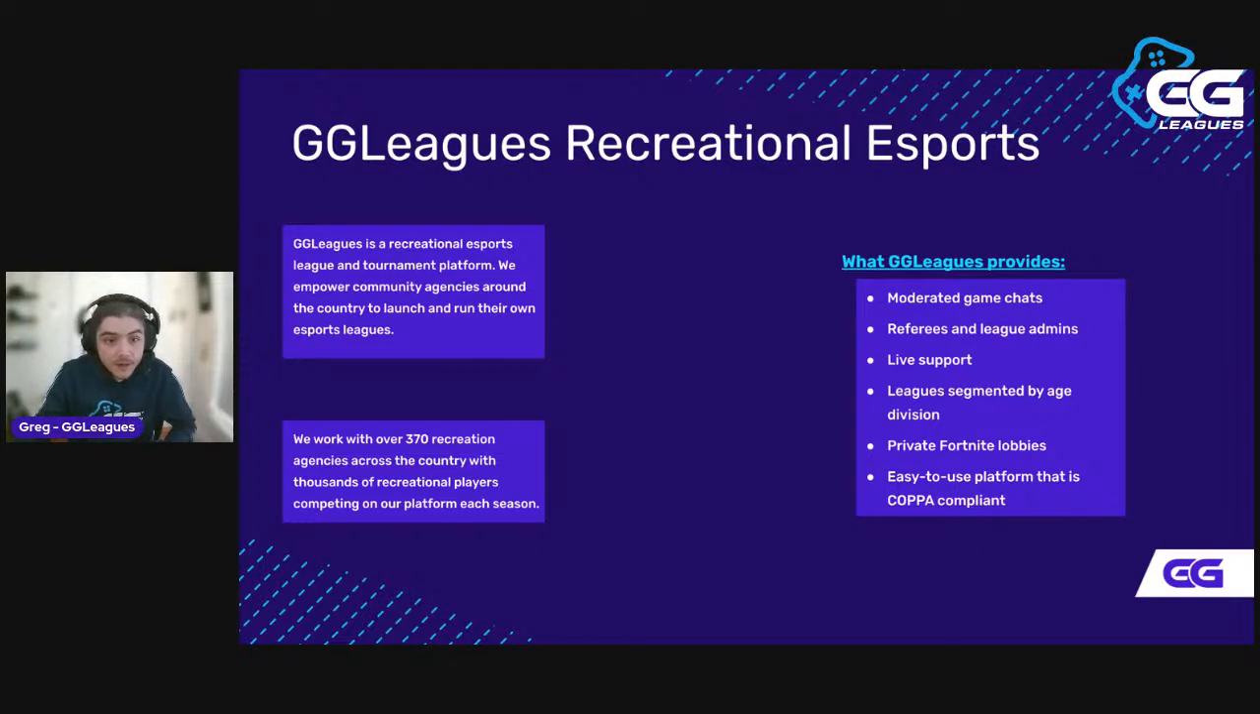What we provide on our end, we provide moderated game chats, referees, and league admins for all of our seasons, live support, leagues that are segmented by age division, private Fortnite lobbies, as well as an easy to use platform that is compliant with the Children's Online Privacy and Protection Act. We work with over 370 rec agencies across the country with thousands of players competing on our platform throughout the seasons.